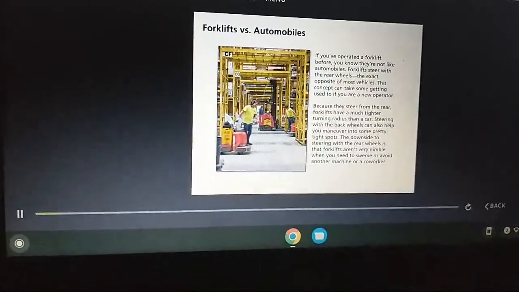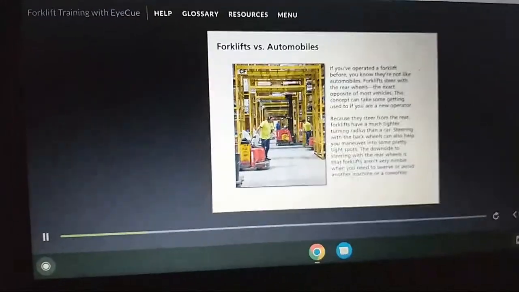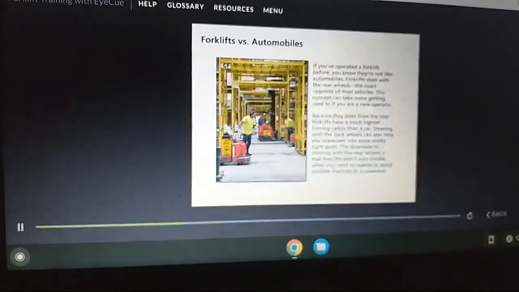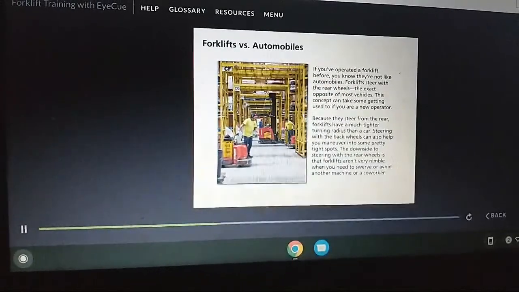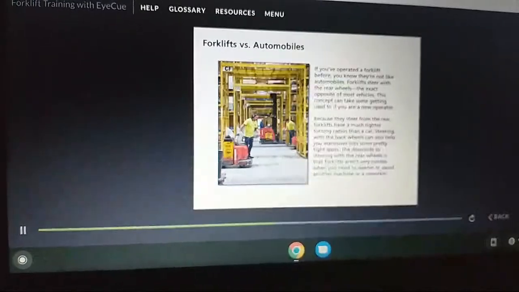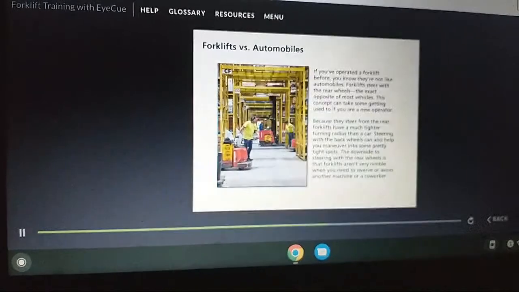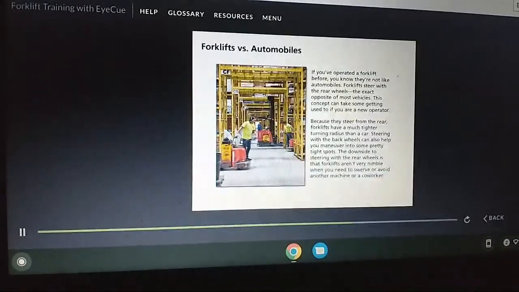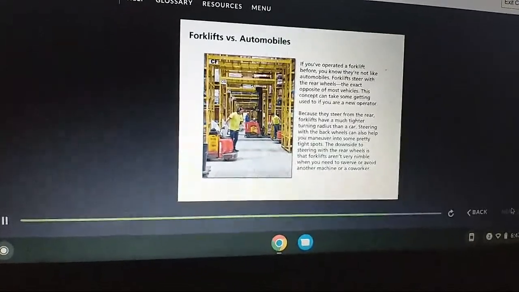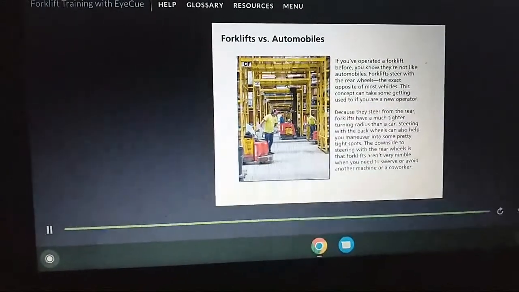If you've operated a forklift before, you know they're not like automobiles. Forklifts steer with the rear wheels, the exact opposite of most vehicles. This concept can take some getting used to if you are a new operator. Because they steer from the rear, forklifts have a much tighter turning radius than a car. Steering with the back wheels can also help you maneuver into some pretty tight spots. The downside to steering with the rear wheels is that forklifts aren't very nimble when you need to swerve or avoid another machine or a coworker.